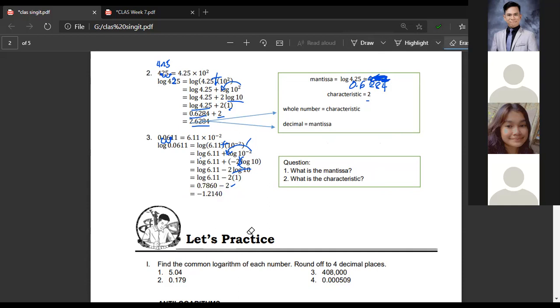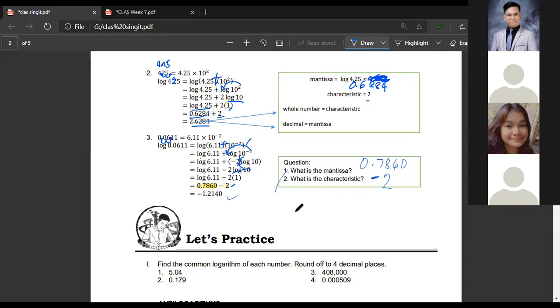So, saan galing yung negative 1.2140? Dito sa 0.7860 minus 2. So, yan yung kukunin natin ngayon. So, ano ang mantisa? That would be 0.7860. What is the characteristic? That would be negative 2. Pero ang answer is negative 1.2140. Nakuha ako? Nag-o-occur lang to class usually kapag negative yung final answer.